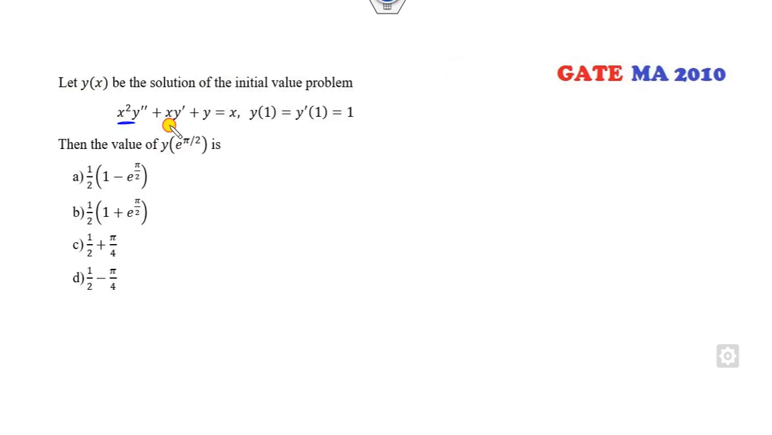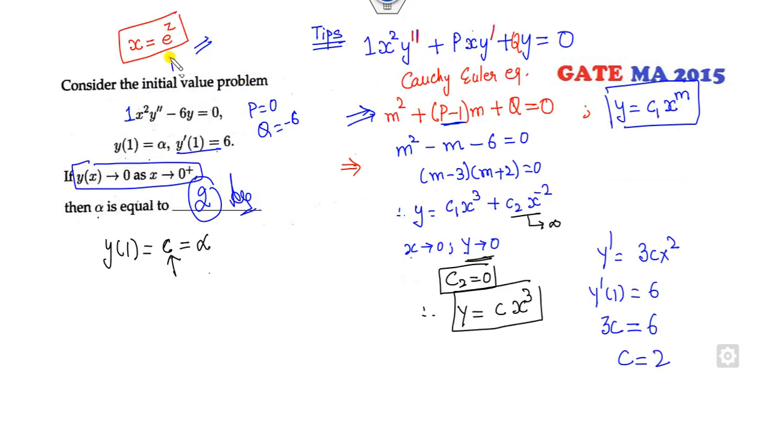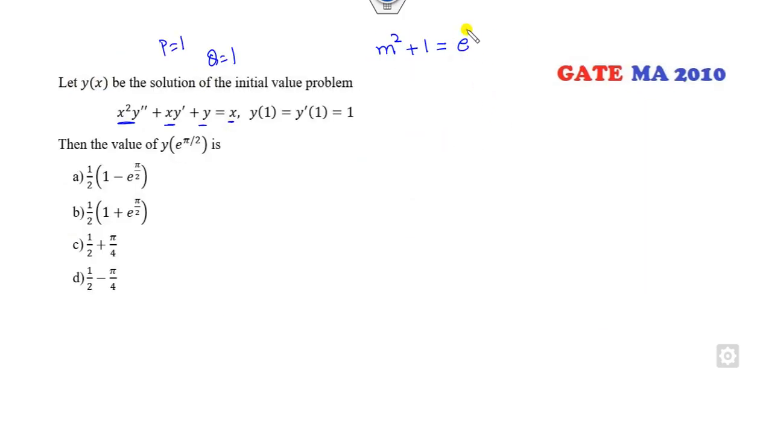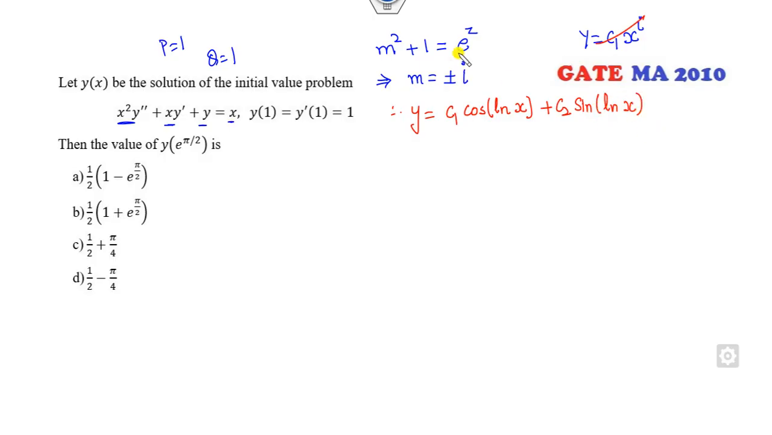Again you can see it's a Cauchy-Euler equation. Fine, but you can see the right hand side is x. So I can write this as m squared, p is 1, q is 1. So p minus 1 will be 0 plus 1. What I have substituted is x equals e raised to power z. Fine. Now the solution is m equals plus minus i. So the solution will be c1 x raised to power i, but you can't write that. So instead of this it will be c1 cos of ln x plus c2 sine of ln x.